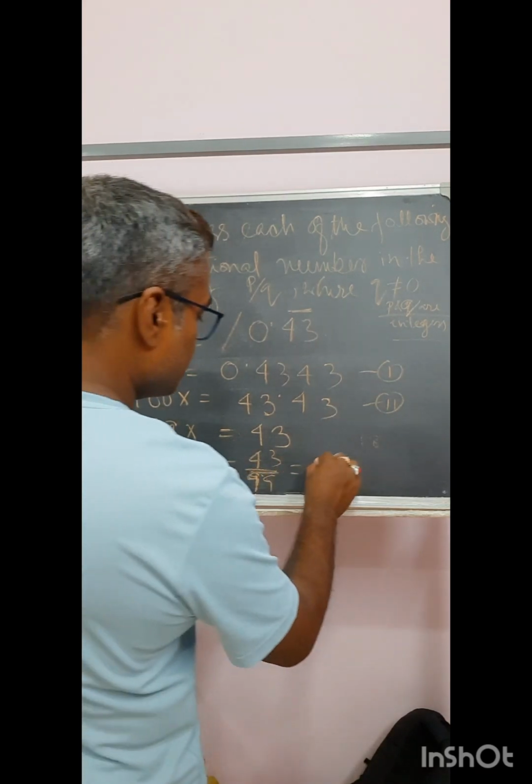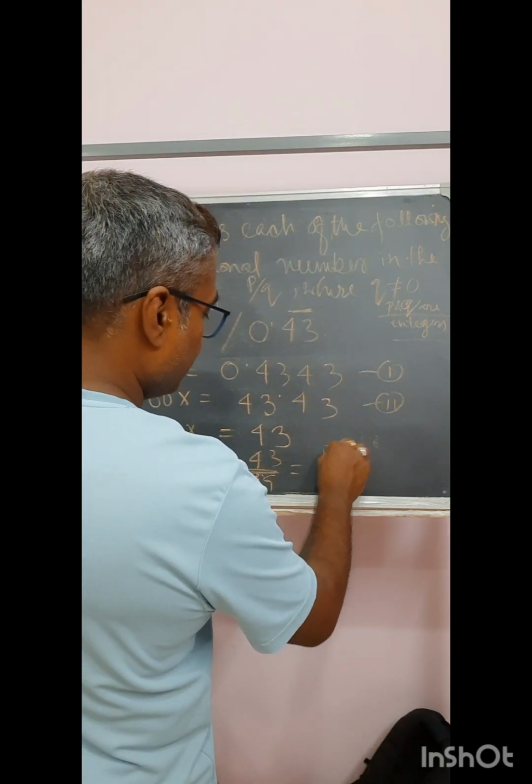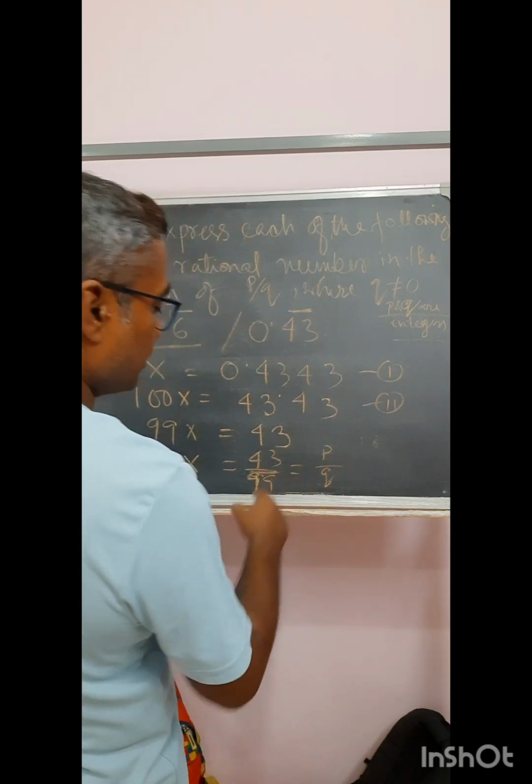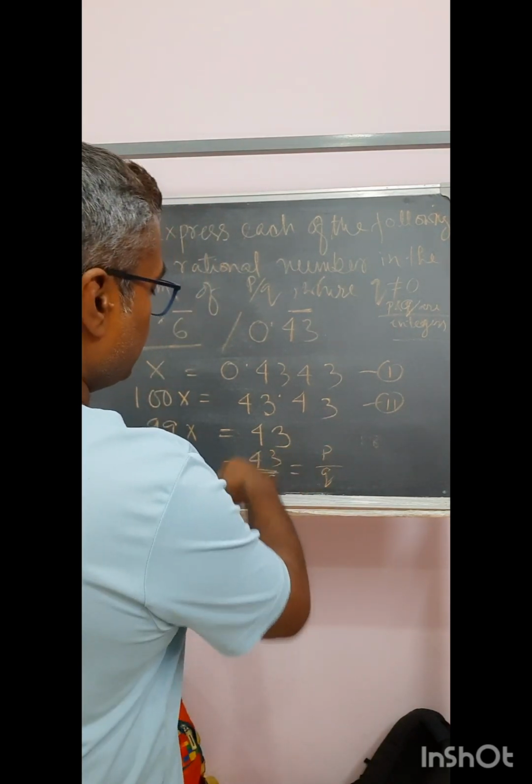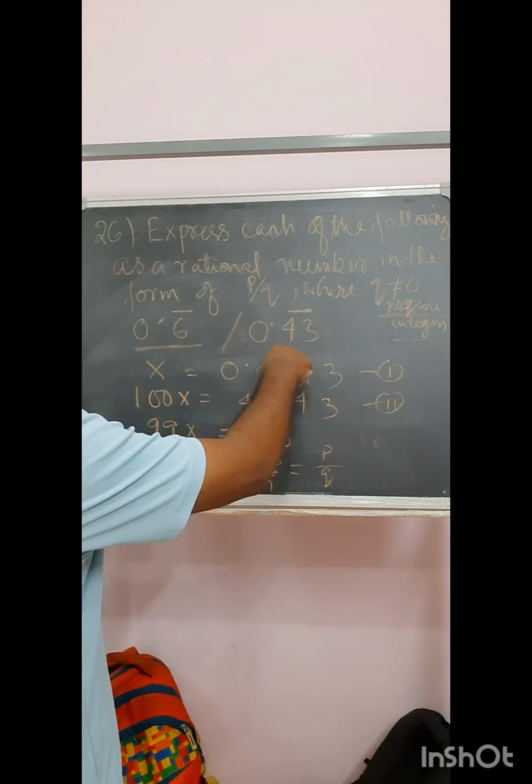Although this is represented in the form of P and Q, where P and Q are integers, this is the rational number I am getting from this number.